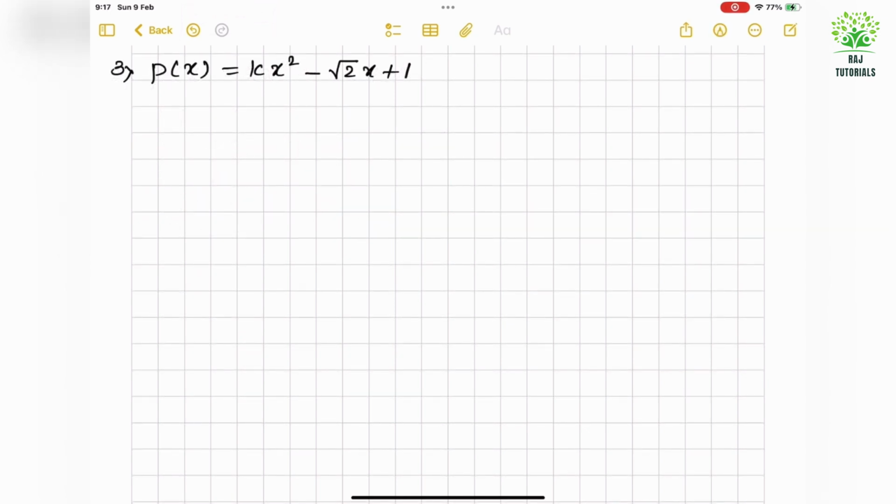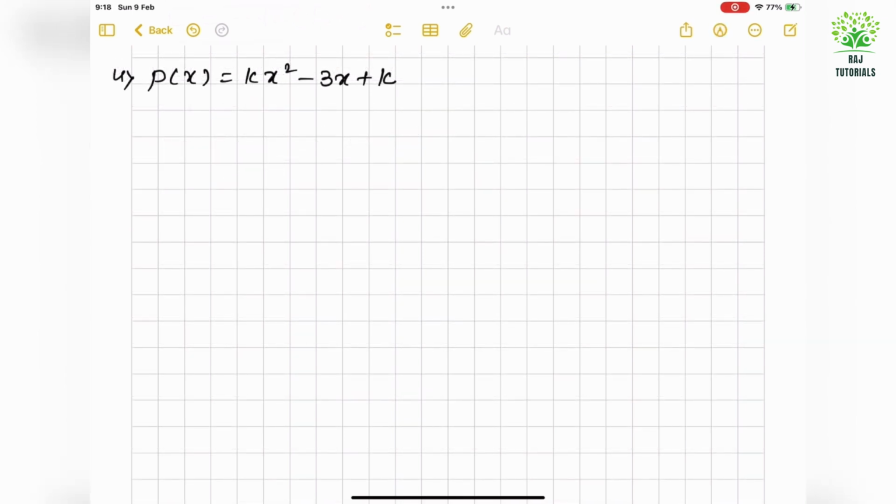Next one says p of x equal to kx square minus root 2x plus 1. Now already p of 1 is 0, so I can say 0 equal to k into 1 square minus root 2 into 1 plus 1. So k will be equal to root 2 minus 1. So that is my answer.